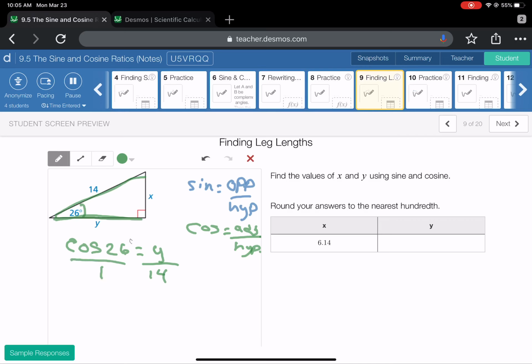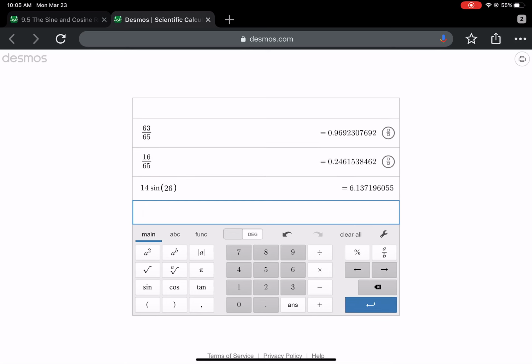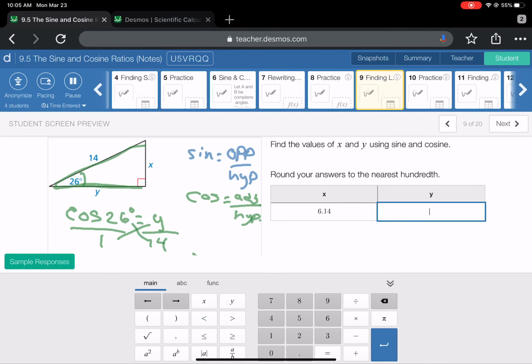If I put this over 1 and I cross multiply, we're going to get y is equal to 14 times cosine of 26 degrees. Then all you have to do is come to the calculator and go 14, this time cosine, still 26, and make sure that it's on degrees, not radians, otherwise you're going to get the wrong answer. So 12.58, and then there's a 3, so we're going to leave it as 12.58.